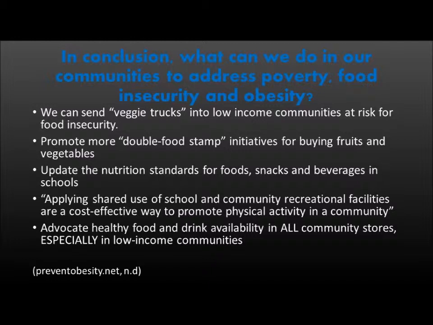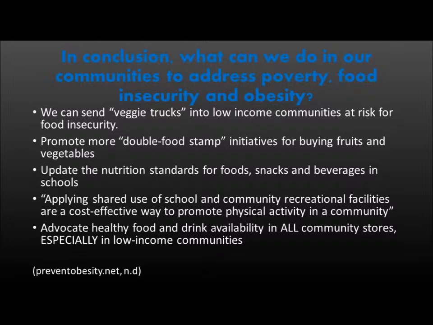Apply the shared use of school and community recreational facilities because they are a cost-effective way to promote physical activity in the community. And also advocate for healthy food and drink availability in all community stores, especially in low-income communities.